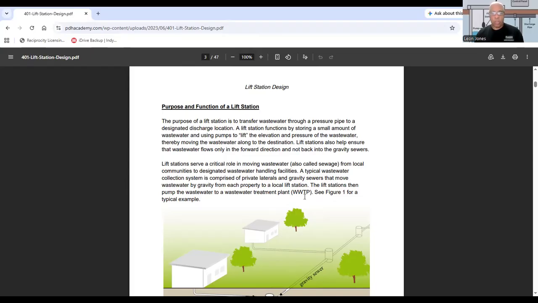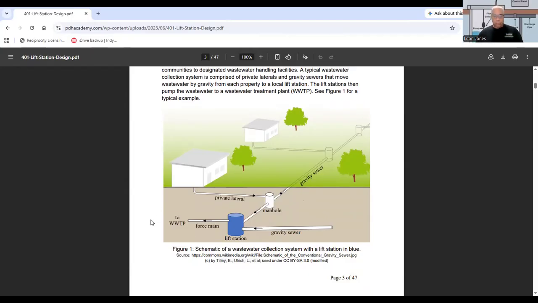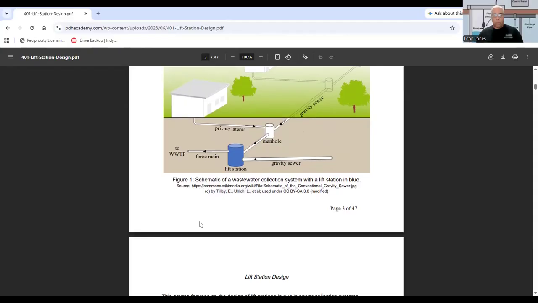So a typical wastewater collection system is comprised of private laterals and sewers, or gravity sewers, that basically move the wastewater by gravity from each property to a local lift station. The lift stations then pump the wastewater to a wastewater treatment plant. You can see the figures. You have your private lateral, your manhole, and generally this is your gravity sewer. Now when your gravity sewer reaches a low point, it is pumped up through pipes called a force main and then to your wastewater treatment plant.